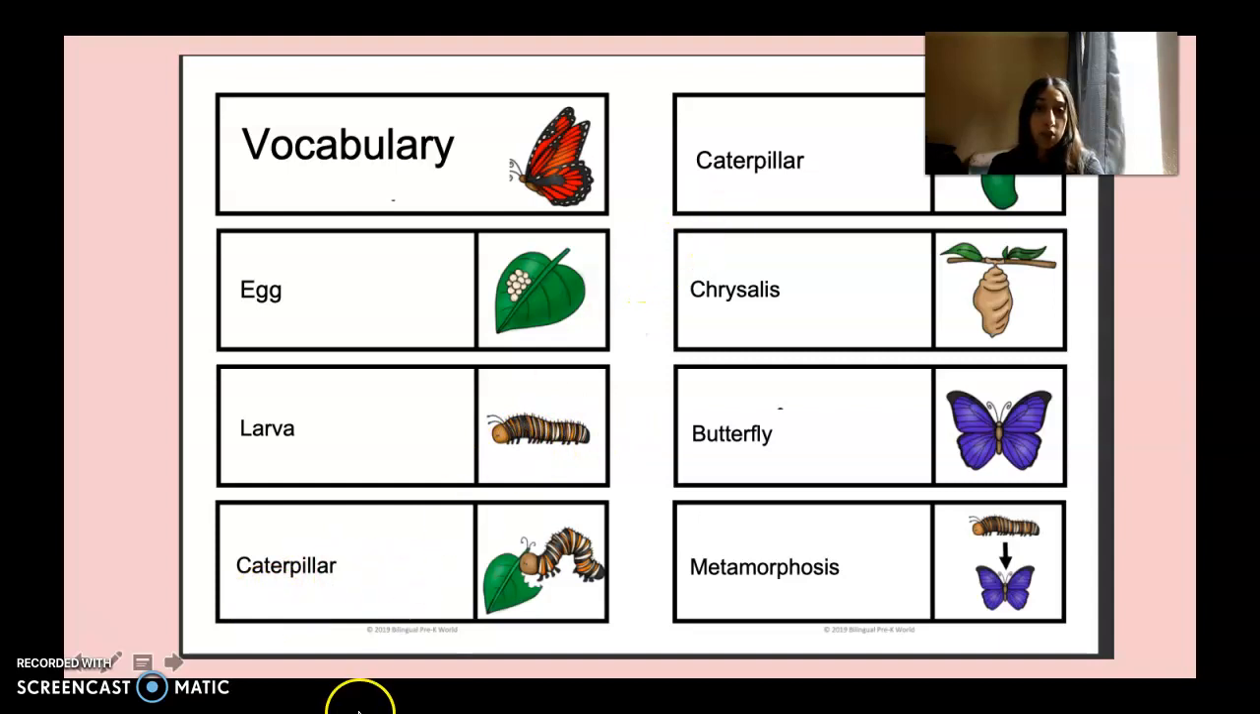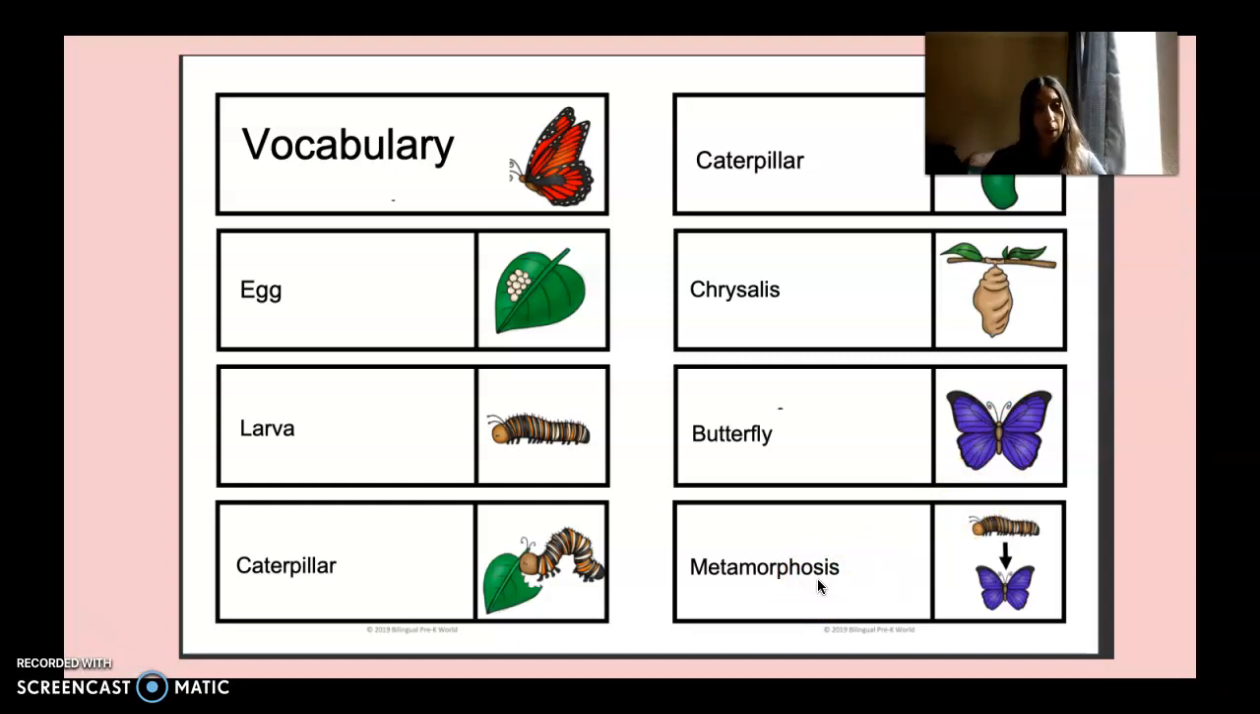Here we have 2 pictures of caterpillars, one where he's eating, one where he's going ahead and starting to form his little chrysalis. So a chrysalis is like a cocoon, like if you get a blanket, you wrap yourself up. Here we have our butterfly with their wings, their body right here in the middle, and here we have metamorphosis.